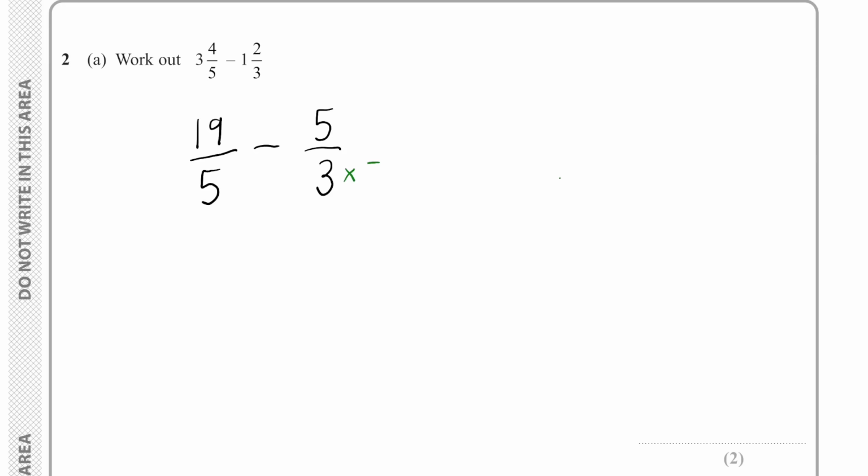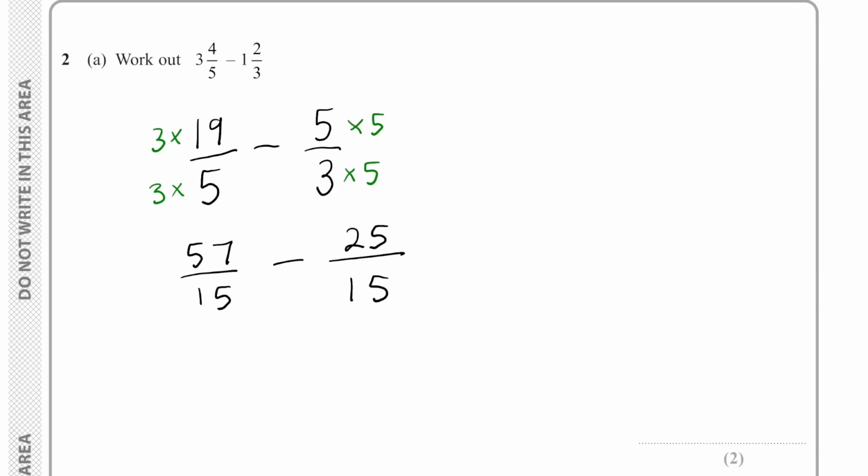So I'm going to times my right fraction, top and bottom, by 5. And my left fraction, top and bottom, times by 3. That's going to make the denominators the same. They will both be 15. 3 19s are 57. 5 5s are 25. So I've got 57 15ths, take away 25 15ths. That's going to be 32 15ths.